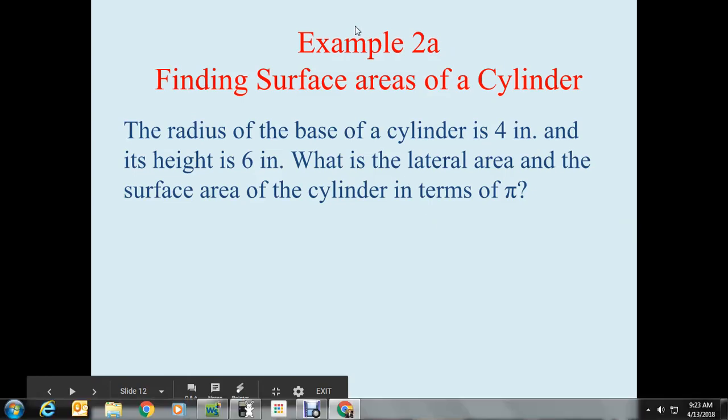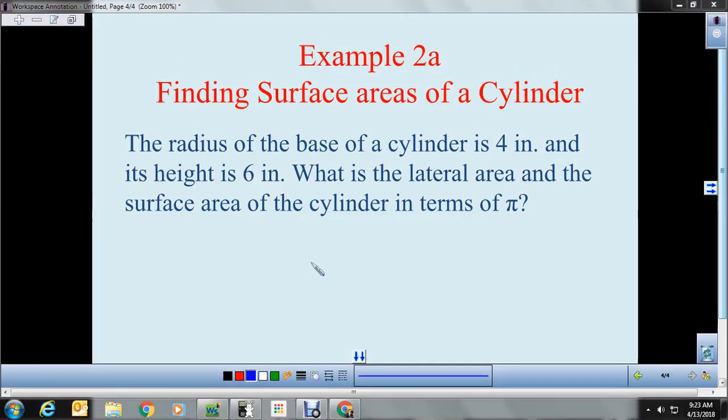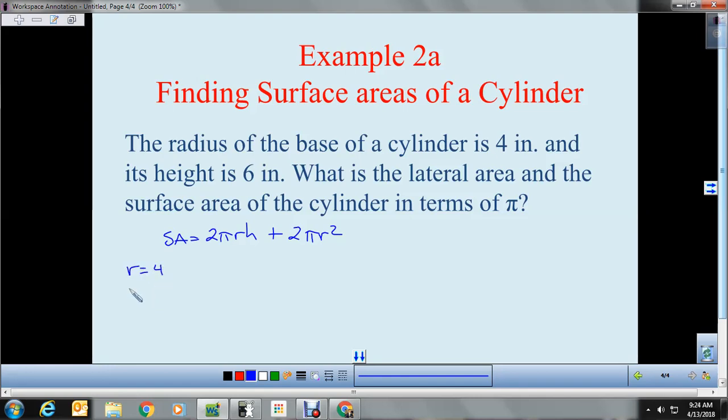So the radius of the base of a cylinder is 4 inches, and the height is 6. What is the lateral area and surface area of the cylinder in terms of pi? Since we're finding both, I'm going to write down my surface area equation, because my lateral area would be the first part, which is 2 pi r h, and then we're going to get 2 times pi r squared. Now the only two variables we have here are the radius, which in this case is 4, and the height, which is 6.